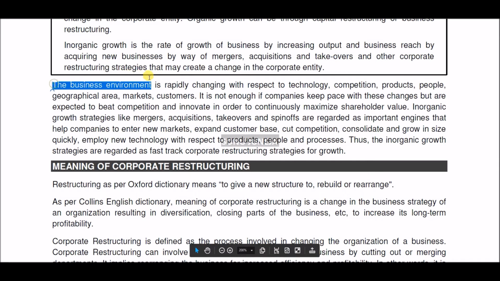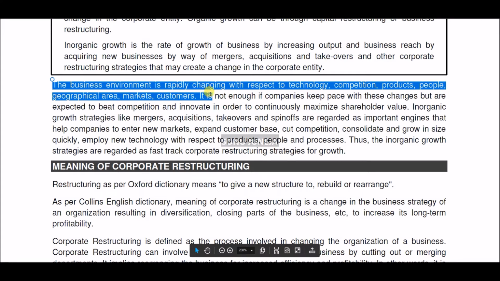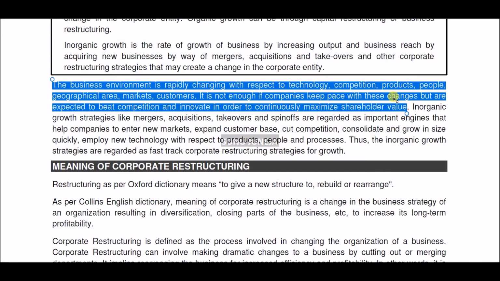Now the business environment is rapidly changing with respect to technology, competition, products, people, geographical area, markets, customers. It's not enough if companies keep pace with these changes; they are expected to beat competition and innovate in order to continuously maximize shareholder value.